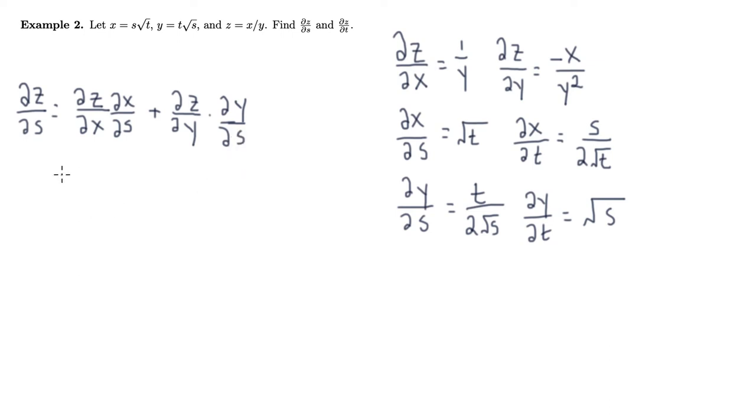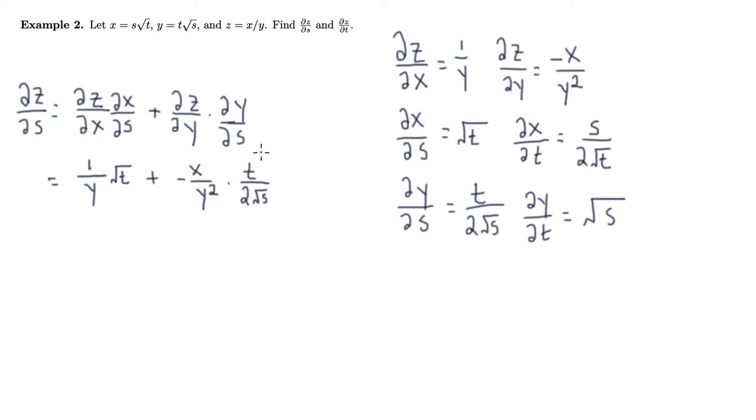Okay, and now let's just fill in what we know. So partial z, partial x is 1 over y. Partial x, partial s is square root of t. And then partial z, partial y is negative x over y squared times partial y, partial s is t over 2 root s.